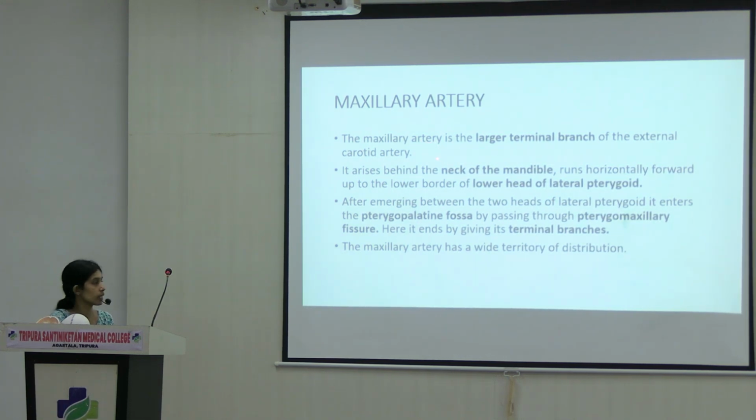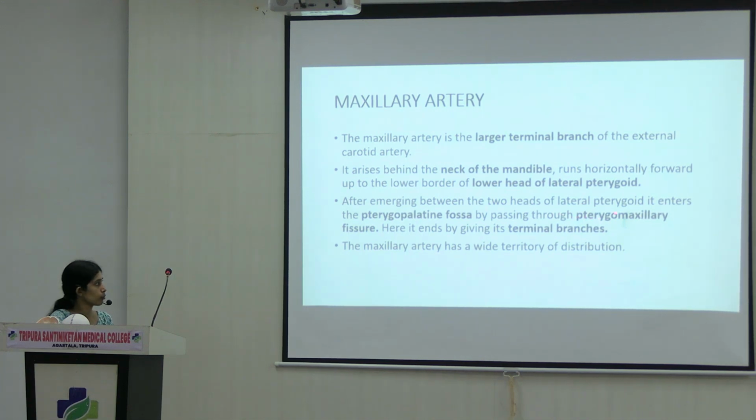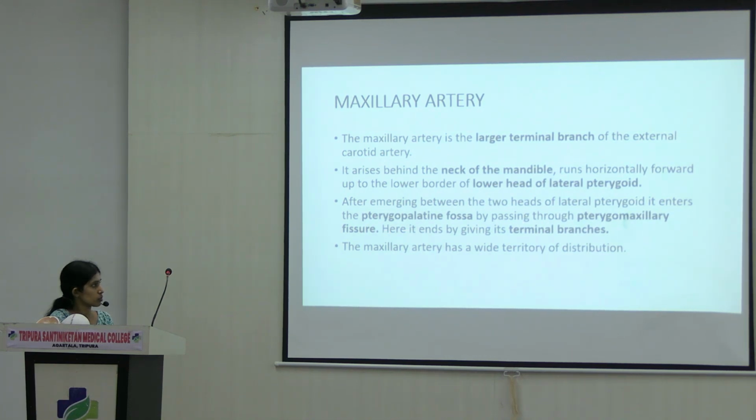Remember this point, okay? It arises behind the neck of the mandible and it runs horizontally forward up to the lower border of the lower head of the lateral pterygoid muscle. After emerging between the two heads of the lateral pterygoid muscle, it enters the pterygopalatine fossa by passing through the pterygomaxillary fissure. This part, pterygopalatine fossa and pterygomaxillary fissure. Here it ends by giving its terminal branches.